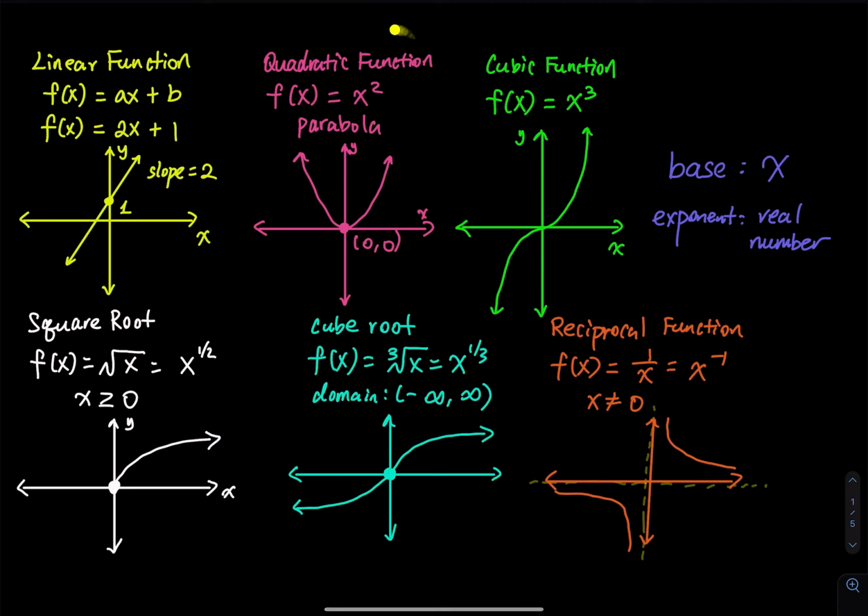And then moving on to the next one, the quadratic function. A quadratic function means the independent variable x is raised to the second power, and then the graph is a parabola. The vertex is at 0, 0. So for x squared, we have a parabola. And then how about the third power? So a cubic function, x raised to the third power.